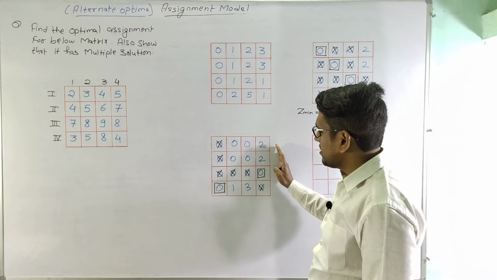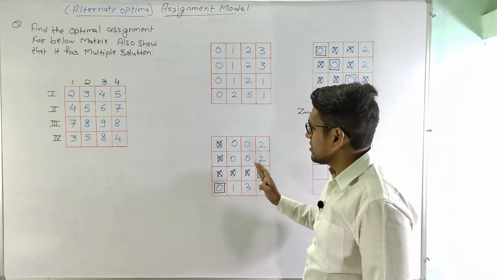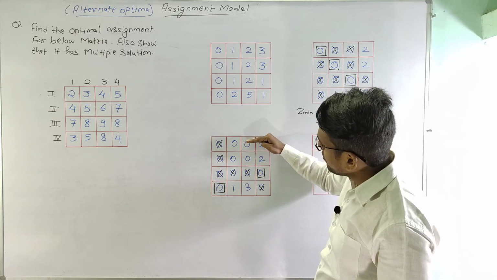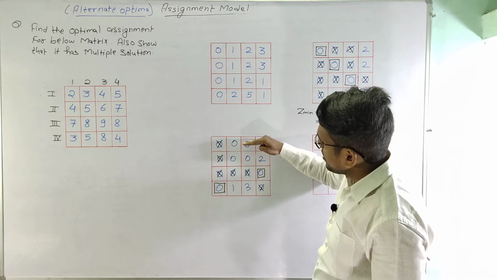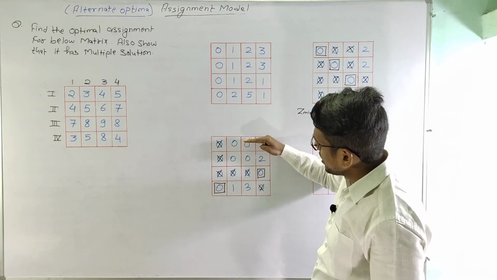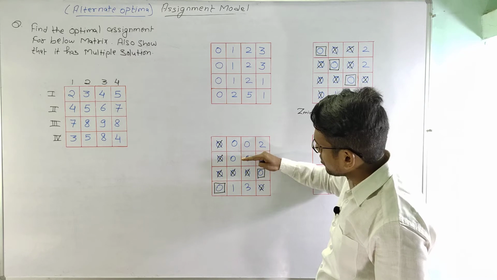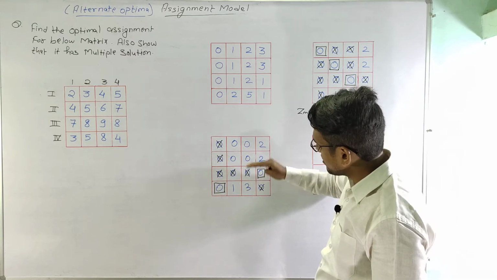Now as we can see here, we are again in a situation where if we move row wise, in row 1 we have more than one zero, so we are going to skip this. In row 2 we have more than one zero, so we will skip this.